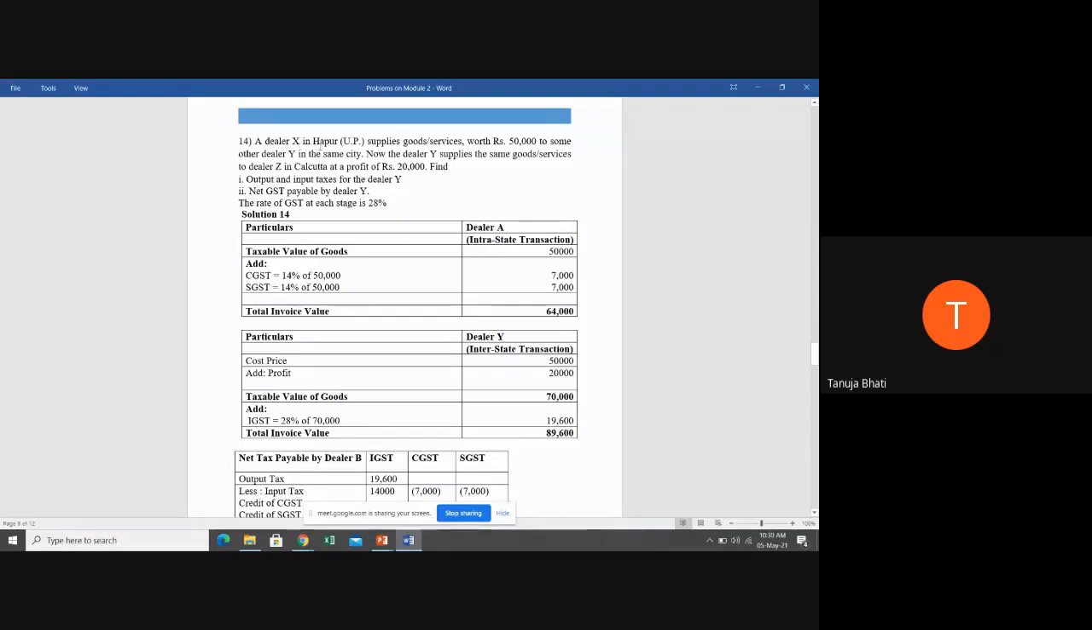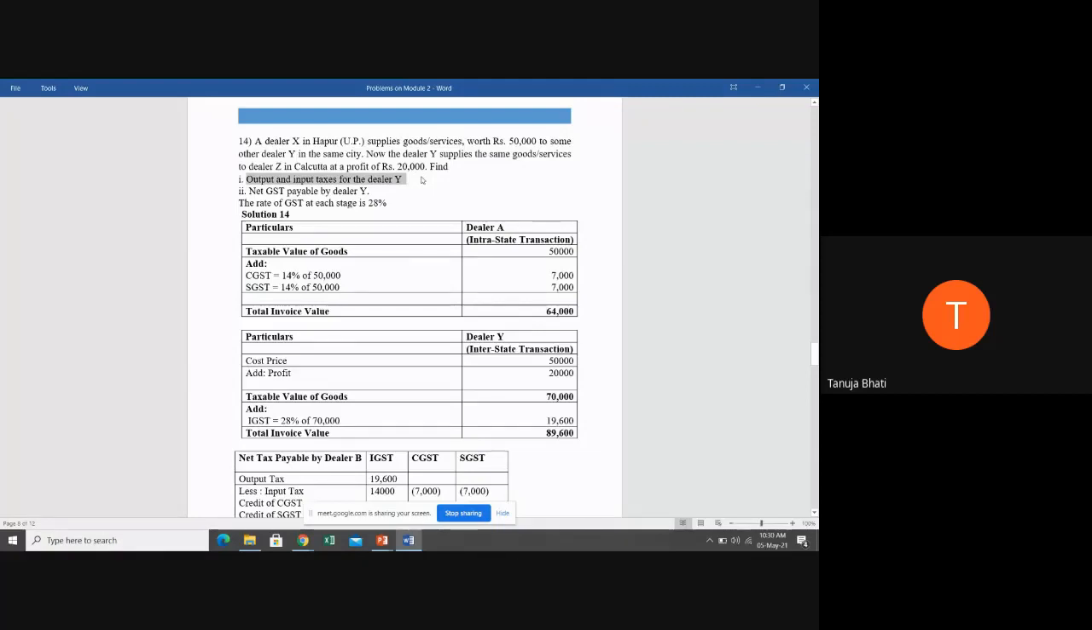A dealer X in Hapur, which is in UP, supplies goods and services worth rupees 50,000 to some other dealer Y in the same city. Since it is in the same city, the components of GST applicable are CGST and SGST. Now, dealer Y supplies the same goods and services to dealer Z in Kolkata at a profit of 20,000. Find the output and input tax for dealer Y.